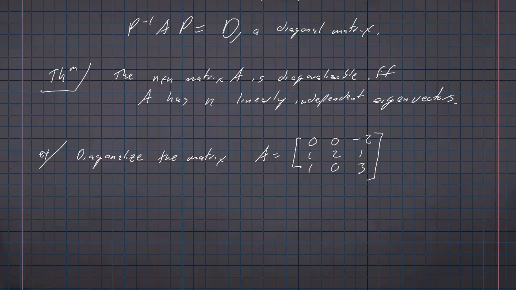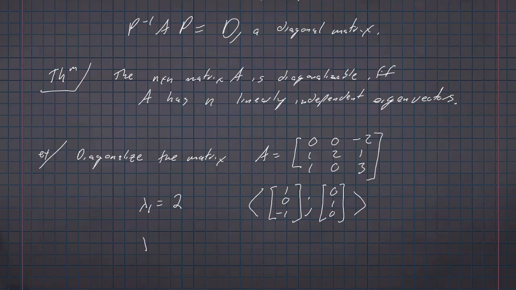Let's take a look at the matrix we looked at in a previous video. 0, 0, negative 2, 1, 2, 1, 1, 0, 3. We saw before that this matrix has two eigenvalues. Lambda 1 is 2, and the eigenspace corresponding to that was the span of the vectors 1, 0, negative 1 and 0, 1, 0.